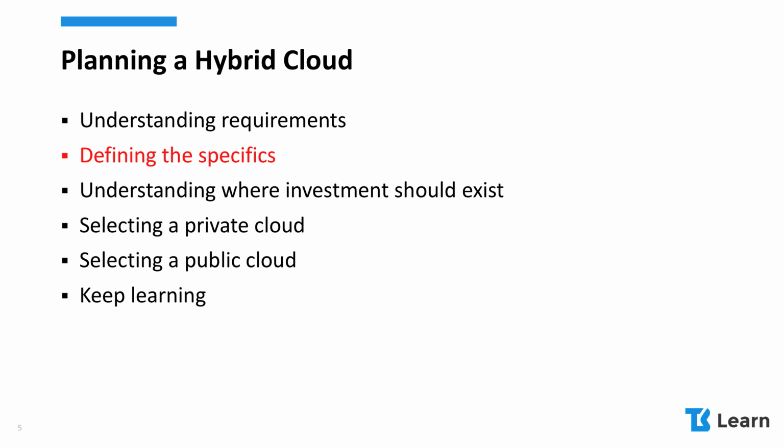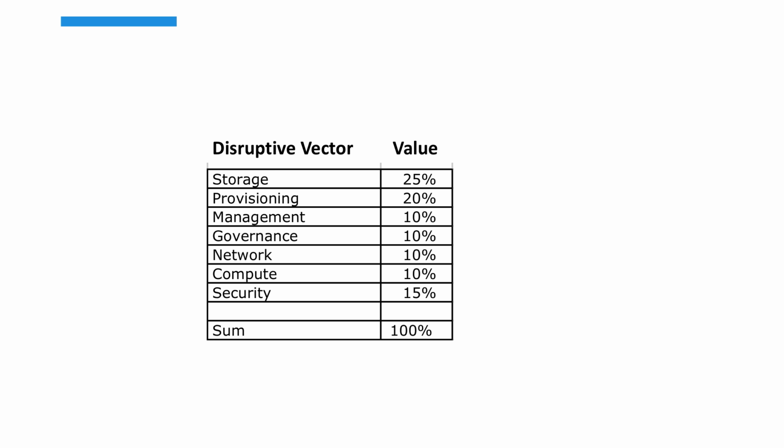Let's define the specifics. We're looking at certain ways to figure out how requirements are going to be set up. In this case, we're allocating 100% of value to certain attributes of our technical solution: storage, provisioning, management, governance, network, compute, security. The idea is that we're going to be forced to assign numbers, which are going to add up to 100%, in terms of what's more important to us.